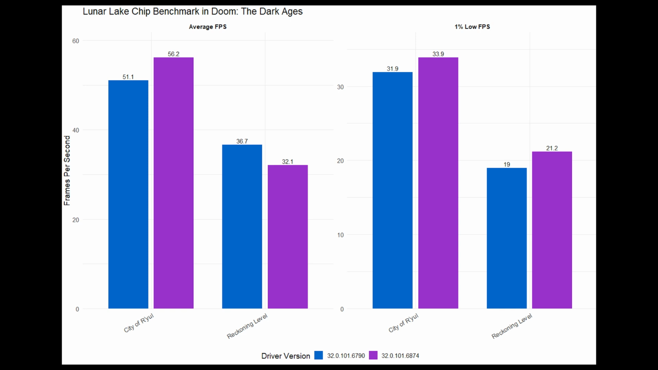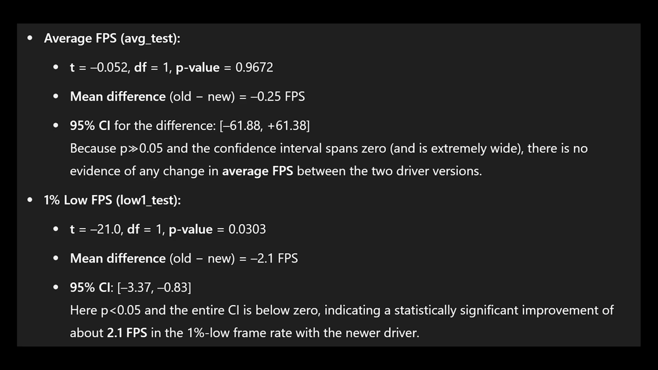I plugged the numbers into R and then I made a bar chart here. On the left, we have average FPS on both the maps, and on the right is 1% low. And the old and new driver, it looks like the new driver consistently performed better on the 1% lows, but not really average FPS. I ran the numbers, did a significance test, and all you have to know is only the 1% lows were significantly improved, and it was only by 2.1 FPS.